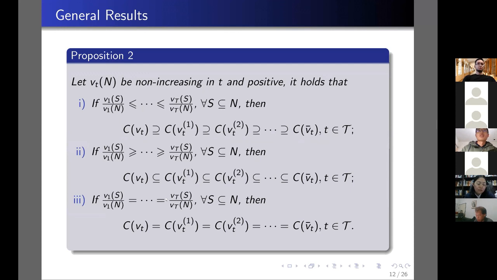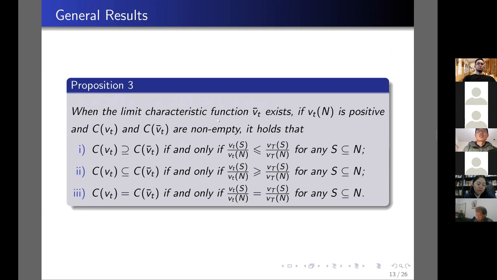And for the limit cases, as we can see, when the limit V bar t exists, if Vt of N is positive, and the initial core C of Vt and the modified core C of V bar t are not empty, it holds that the initial core will contain the limit core if and only if this quotient is less than or equal to such a quotient. And when the comparison sign is inverse, the core inclusion is inverse here. And the core is the same if they are the same.